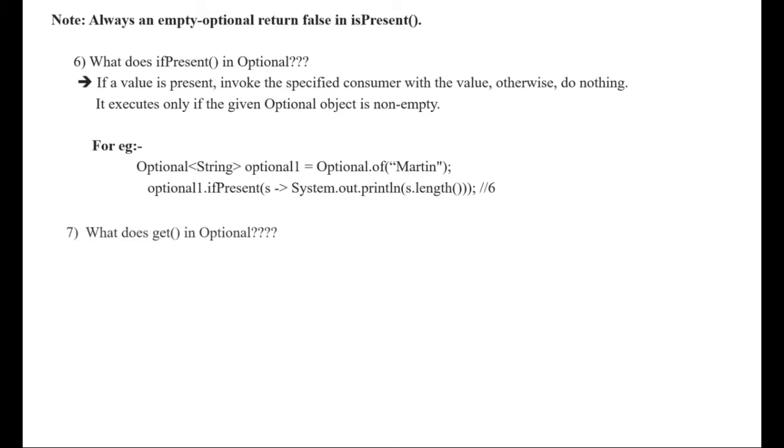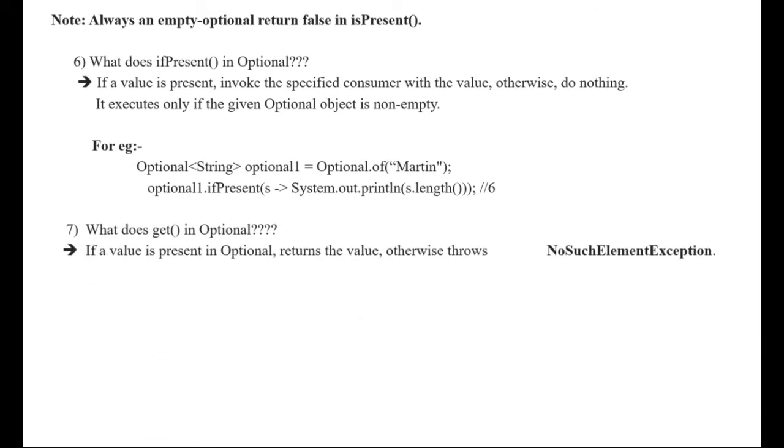What does the get method do in the Optional? It will return the Optional value if the value is present in the Optional. Otherwise, it will throw an exception called NoSuchElementException.